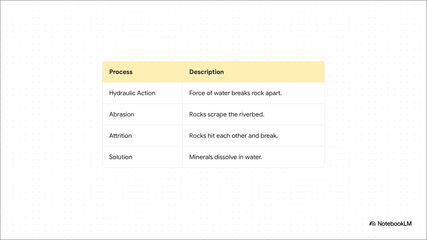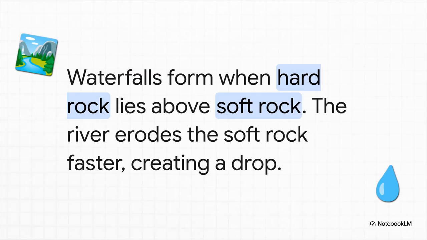Then there's abrasion, which is basically the river using the rocks it's already carrying to act like sandpaper, just grinding away at the riverbed. Attrition is cool. That's when the rocks in the water all crash into each other, becoming smaller and rounder. And last, there's solution, which is a chemical process where the water itself literally dissolves certain types of rock. And all of that crazy erosive power, it creates some of the most spectacular features in nature, like waterfalls.